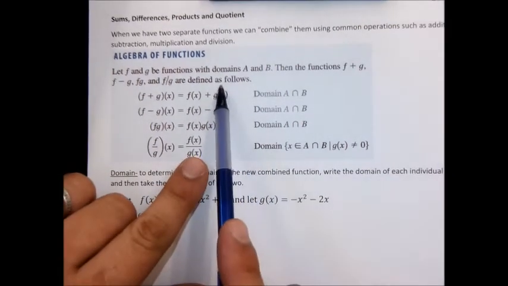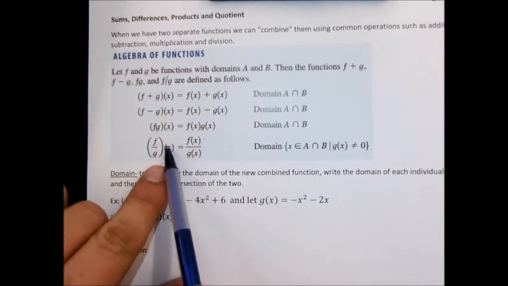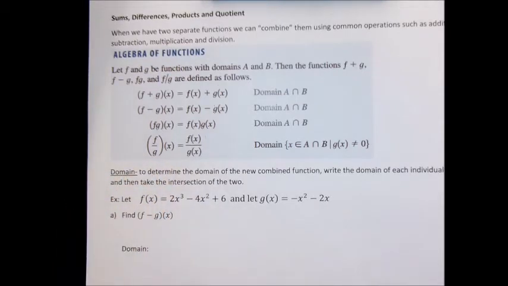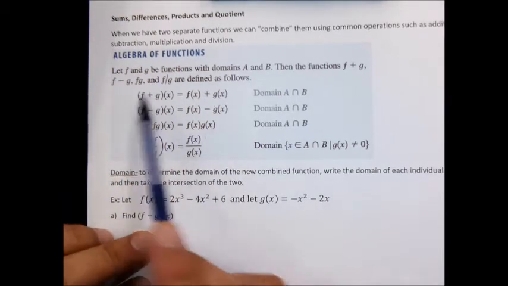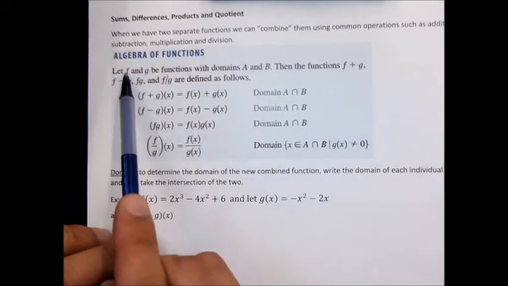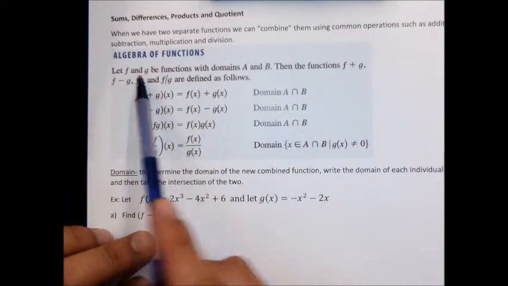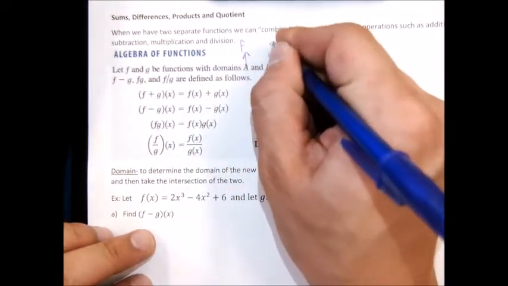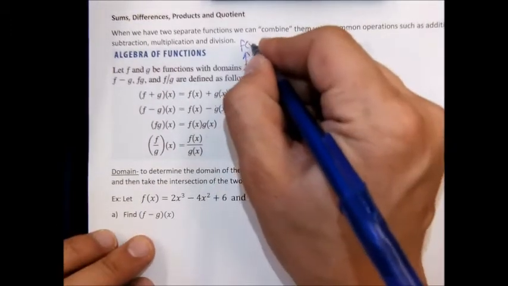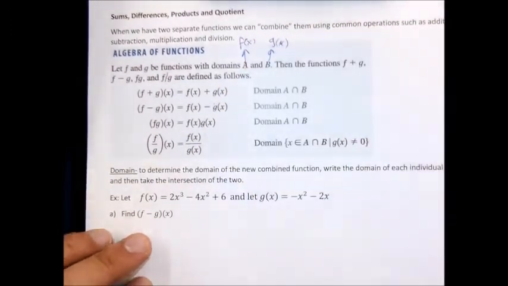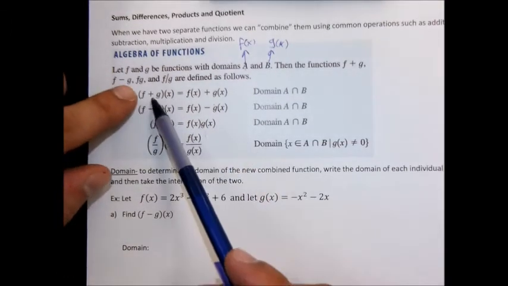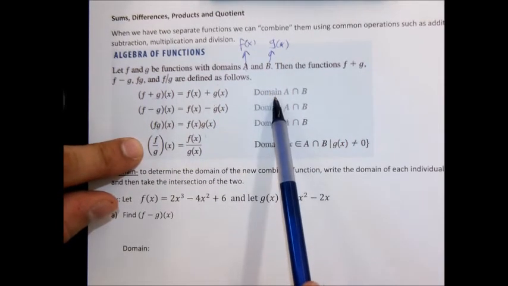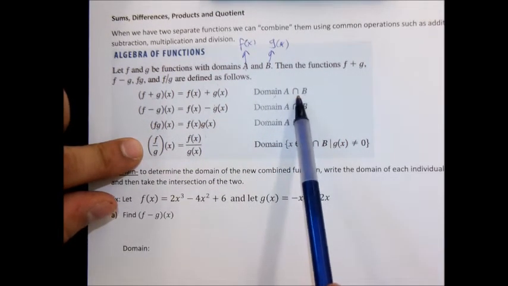I usually like using this notation on the right to make it a little more clear, but in the homework you might see some of the ones that are on the left there. Be aware of that. The other thing that this box is telling us is, let's say that f and g have domains A and B. So let's say A goes with f and B goes with g. Then when we add, subtract, multiply, or divide two functions, the new domain is the intersection between the two.